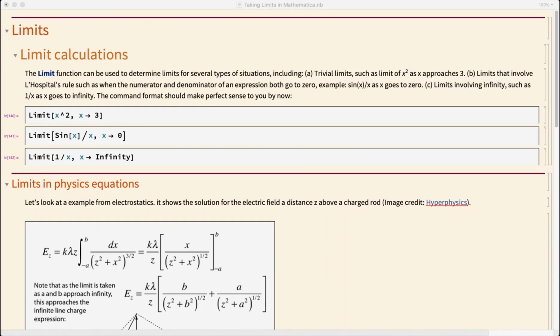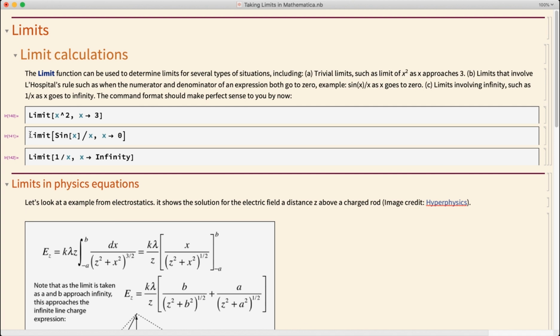Okay, let's take a quick look at an example where we might want to use Mathematica to evaluate the limit of a function as a variable trends towards a certain value. Here's just three kind of mathy examples of how you can use the built-in limit function. Again, looking at the documentation, you can see more examples.